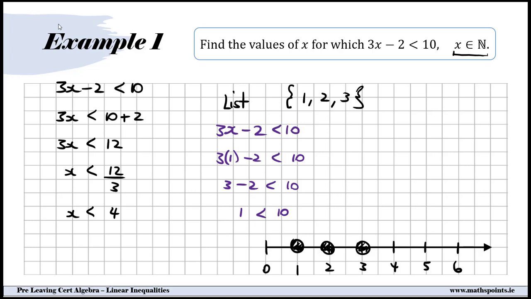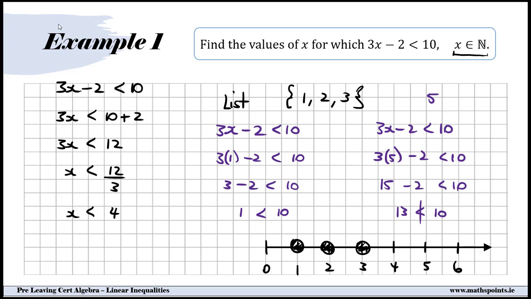Let's try a number that wouldn't be a solution to this equation. So we're going to pick a number that's not less than 4. So for example, let's pick the number 5. So let's sub 5 into the original equation and show that it's not a valid solution to the inequality. So 3 times 5 minus 2 less than 10. 3 times 5 is 15, minus 2 is less than 10. And then 15 minus 2 is 13, and 13 is not less than 10. And so we can see that 5 was not a valid solution to this equation.